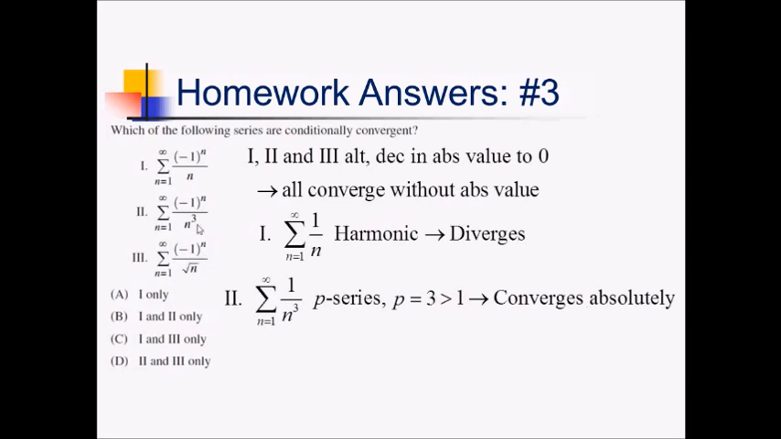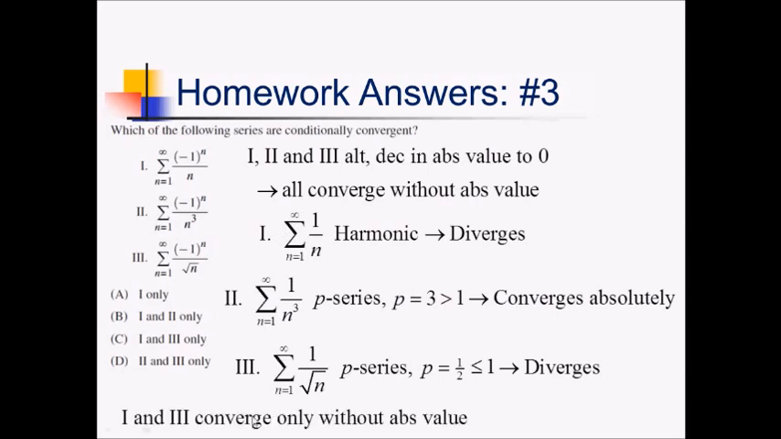Next, choice 3, this is really 1 over radical n with the absolute value thrown in there. So this is going to be another p-series with a p-value of 1/2 for that radical. Since that's less than or equal to 1, this diverges by the p-series test. So this means that only options 1 and 3 converge without absolute value, which means they are both conditionally convergent. So we're going to pick answer choice C.